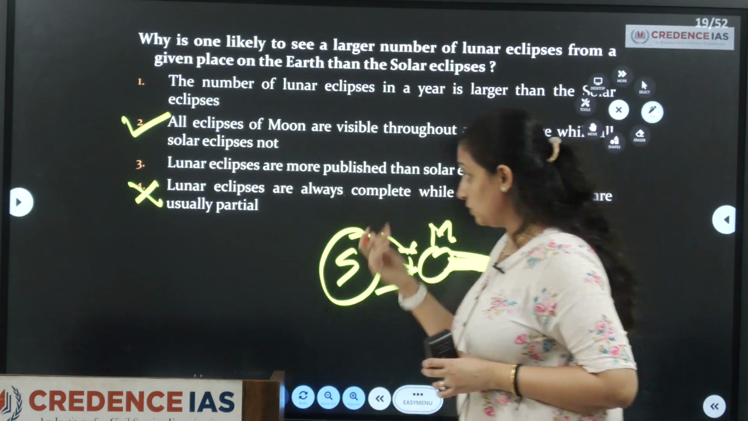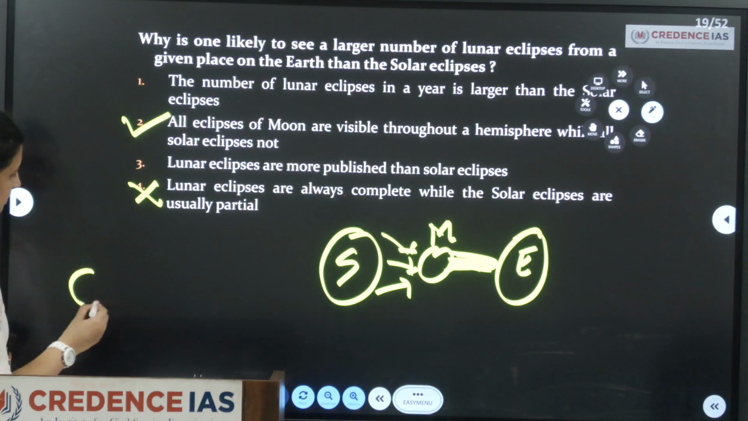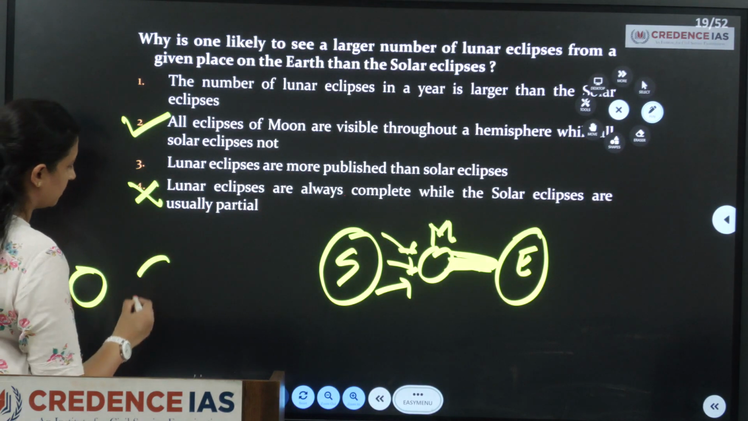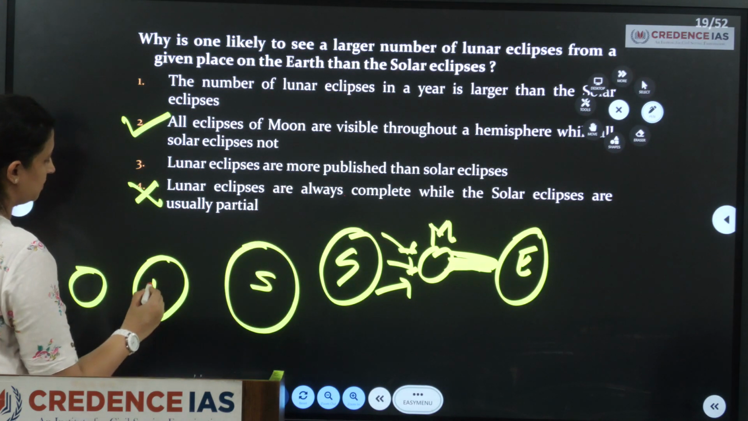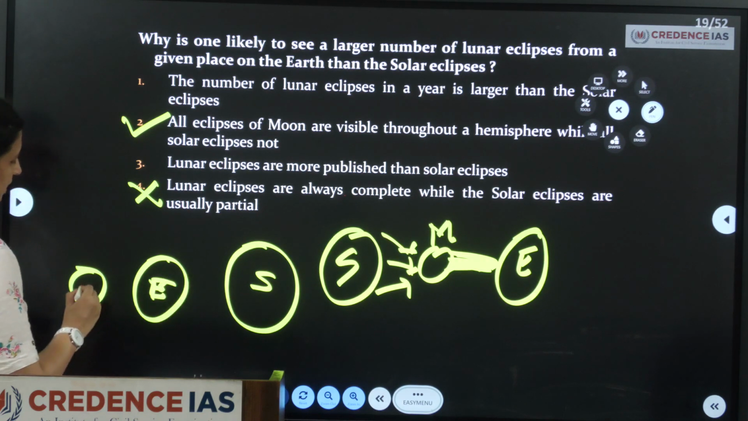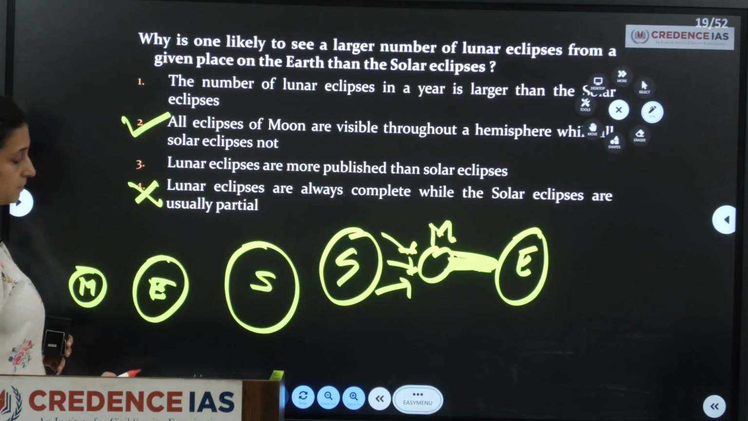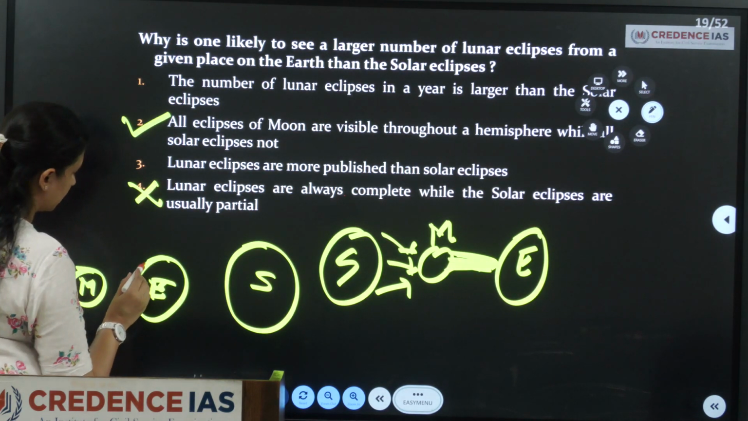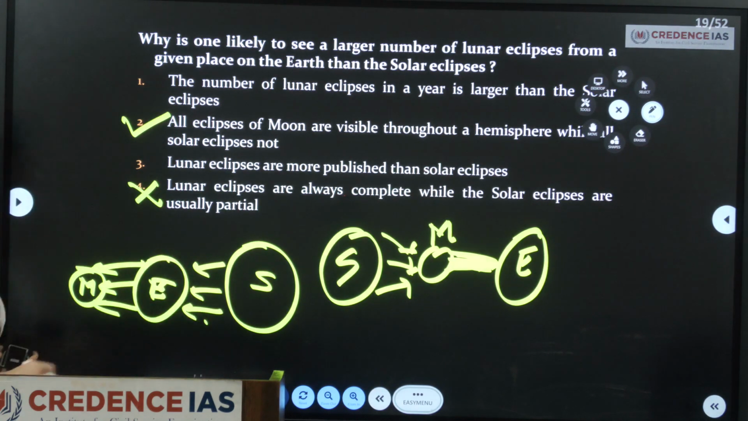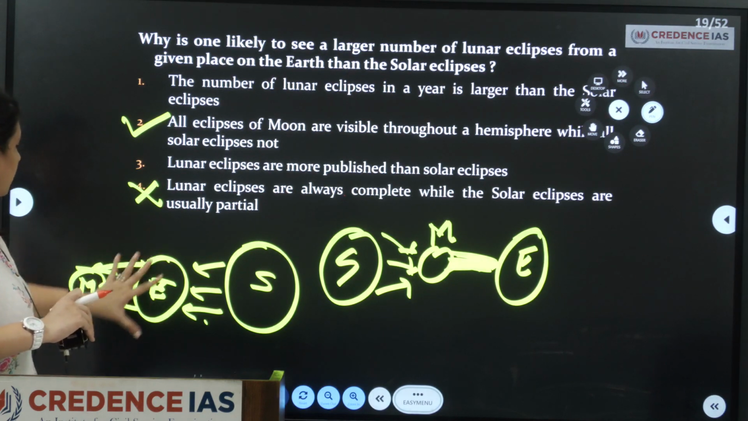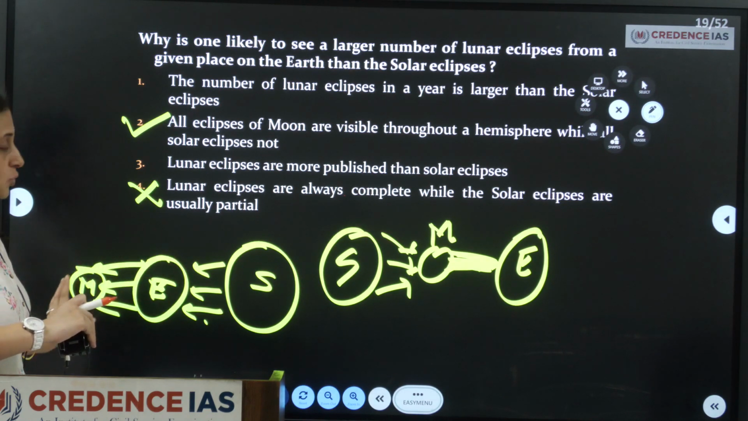Coming to the lunar eclipse, what happens? Here we have the earth, the moon and the sun. The earth comes in between the moon and the sun. The shadow of the earth falls on the moon, completely covering it. The shadow falling on the moon is larger.